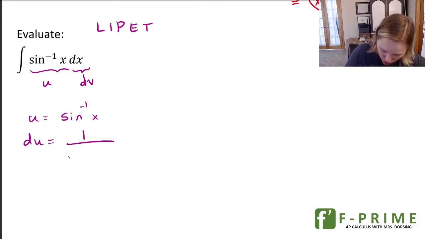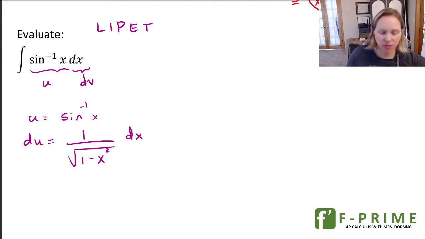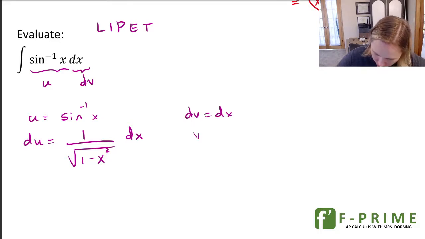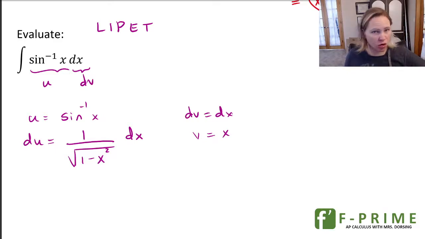It should be 1 over the square root of 1 minus x squared dx. Ooh. So that means dv is dx and v is x. So this is a formula that you should know, and if this is a surprise to you, you should probably go look it up. It's one that you need to have memorized. Sine inverse and tangent inverse are the two most common ones on your AP exam. So you want to make sure you know those, tuck those away, study them up.